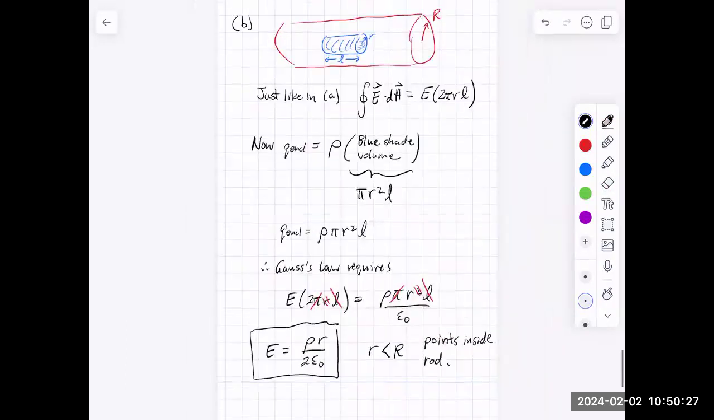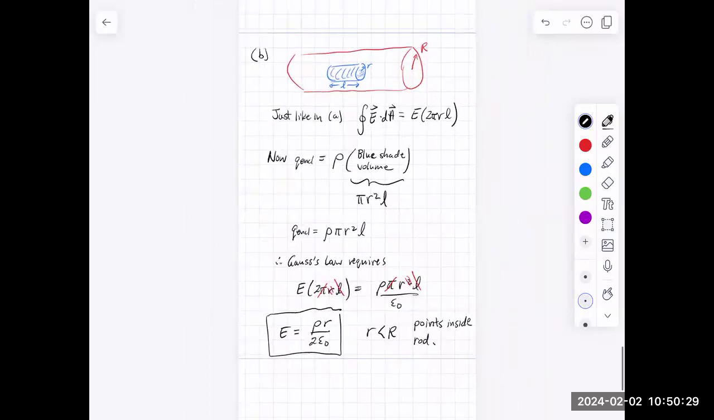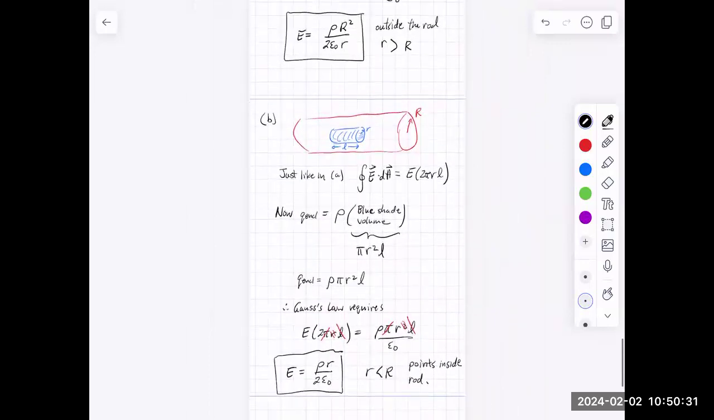Okay, and so let's see, where's our other results? There we go. So outside the rod and inside the rod, there's one point where these things should be equal. At what point should these two expressions for the electric field be equal? Yeah. When their volumes are equal? Yeah, when little r is equal to big R.